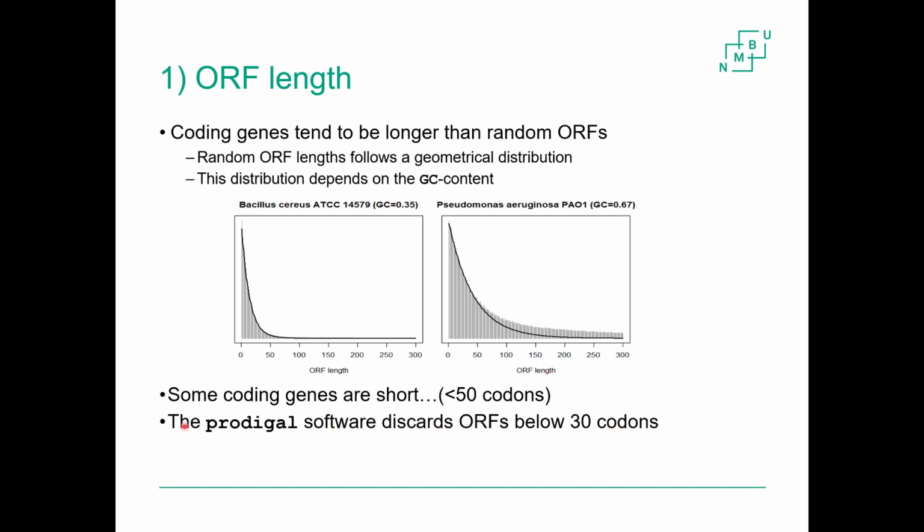I should also mention that software like Prodigal, which we will use, will discard ORFs below 30 codons. So when you come down here, it gives up. It's not because there couldn't be a gene that short. It could very well, and there are some known genes that are actually that short, but the gene finding machine gives up because this is too difficult, finding these very short ORFs among so many other short ORFs.